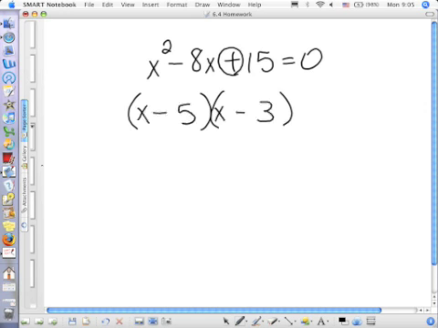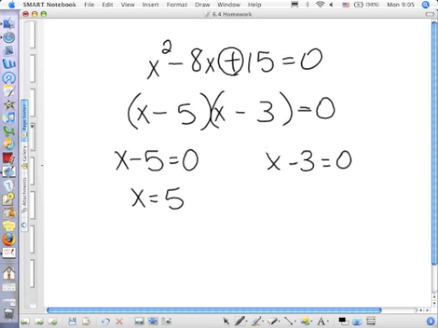And if they're both minus, that gives me a positive 15 when I multiply it and a negative 8 when I add. And so all I have to do here is set each one equal to 0 and solve for x. And that's much easier than completing the square, because I don't have to complete the square. I can factor. Remember, completing the square is when you can't factor. Okay? All right, so that was number 32.